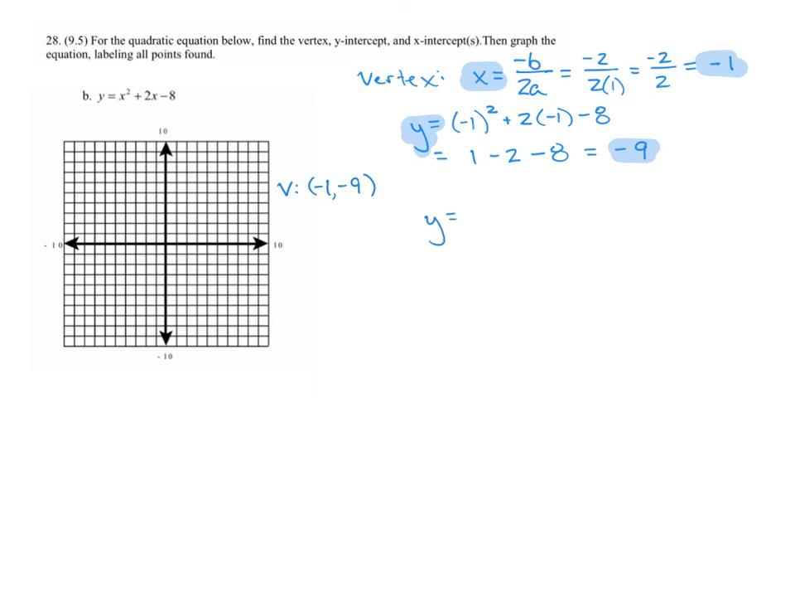If we plug in 0 for x, we get 0 squared plus 2 times 0 minus 8. My x terms cancel, and I am left with negative 8. So my y-intercept, x is 0, y is negative 8.